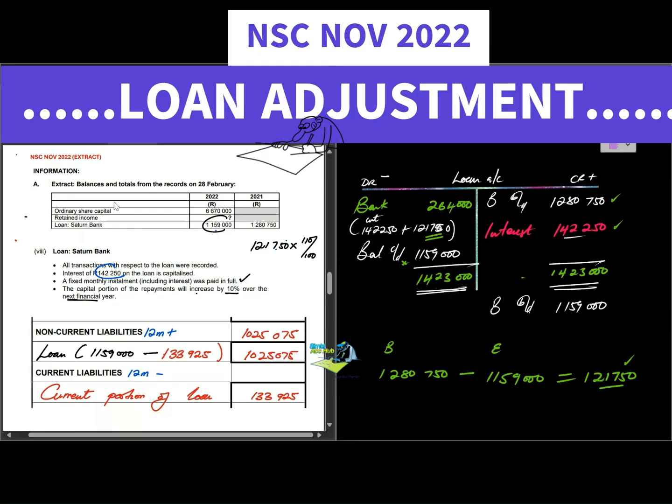This one was interesting in the aspect that the capital portion will increase by 10% over the next financial year. So the examiner can play around with this. Instead of increasing it, they can decrease it. If they decrease it, when you say 121,750, you are no longer multiplying by 110. You are now multiplying by 90 over 100 because it's going to decrease. I want to encourage you again, continue to get exposed to these different kinds of loan adjustments as they will help you. Until next time, cheers, I'm out.